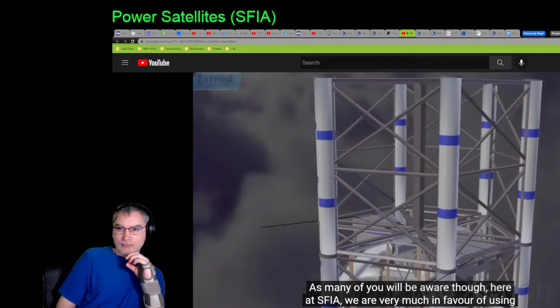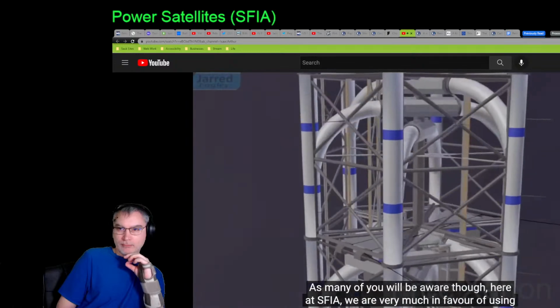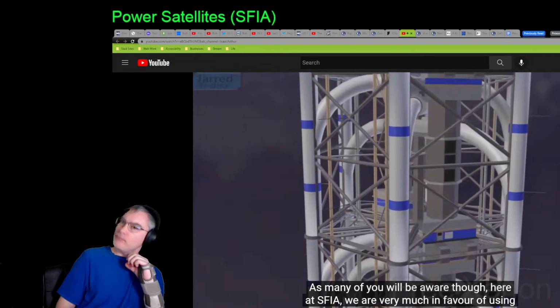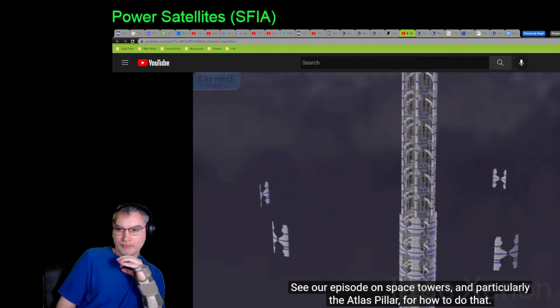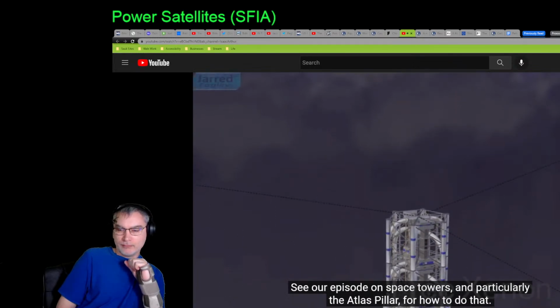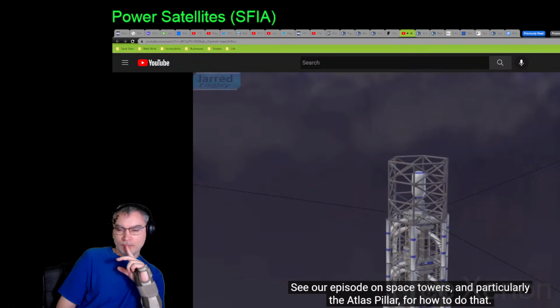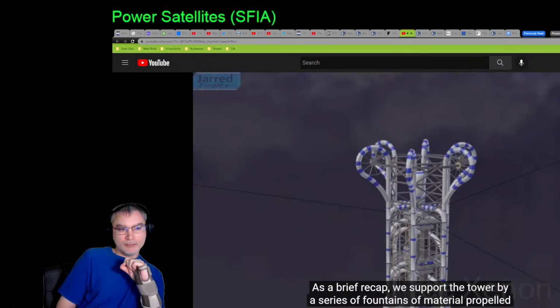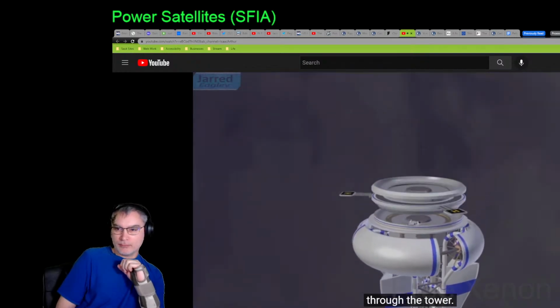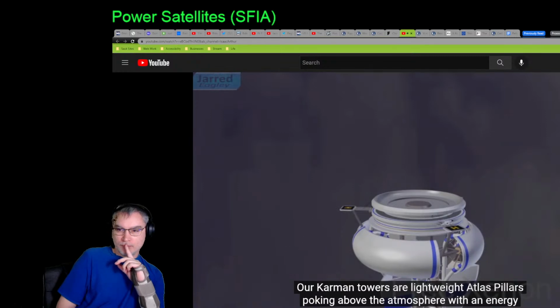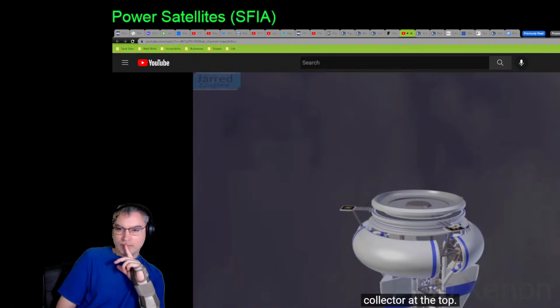As many of you will be aware though, here at SFIA, we are very much in favor of using active support systems to build higher and stronger. See our episode on space towers, and particularly the Atlas Pillar, for how to do that. As a brief recap, we support the tower by using a series of fountains of material propelled through the tower. Our Kármán towers are lightweight Atlas pillars poking above the atmosphere with an energy collector at the top.